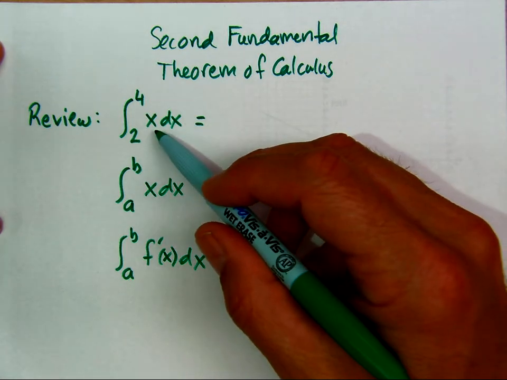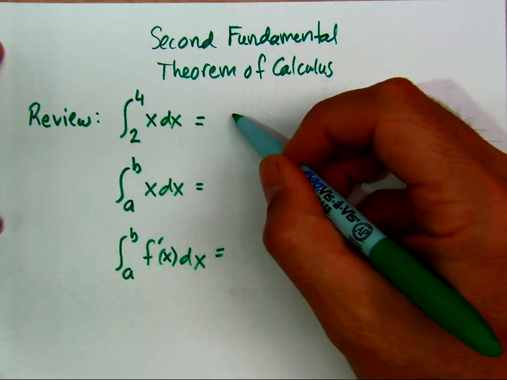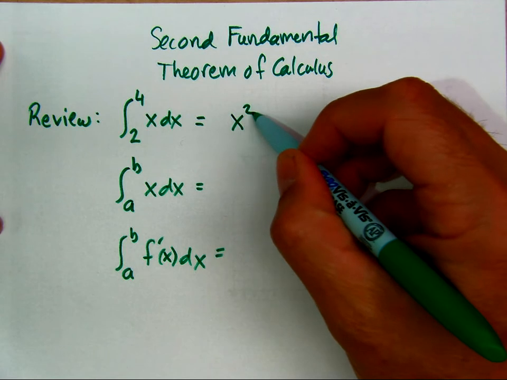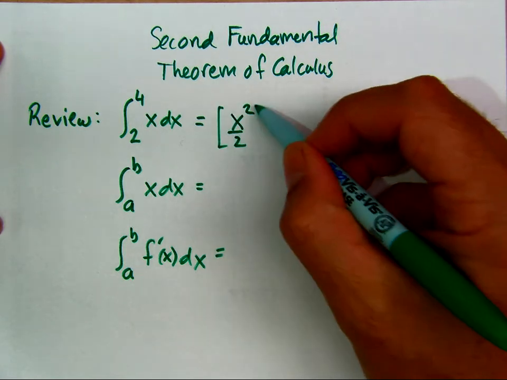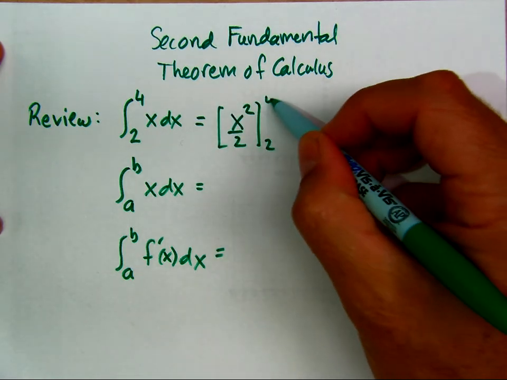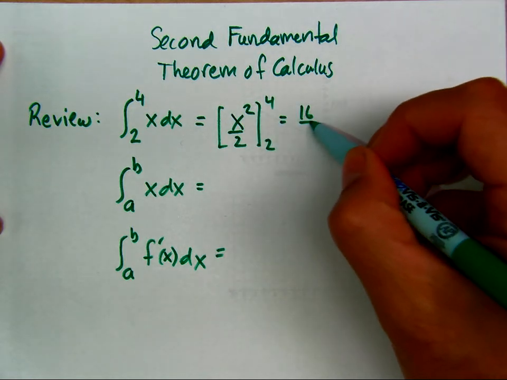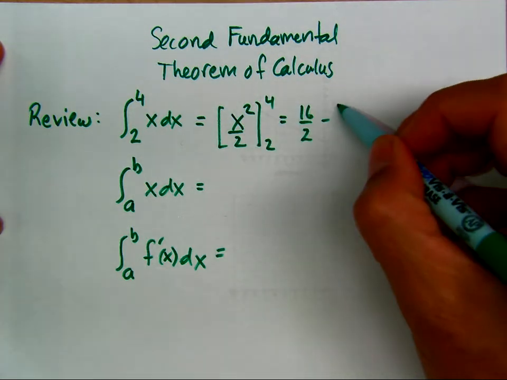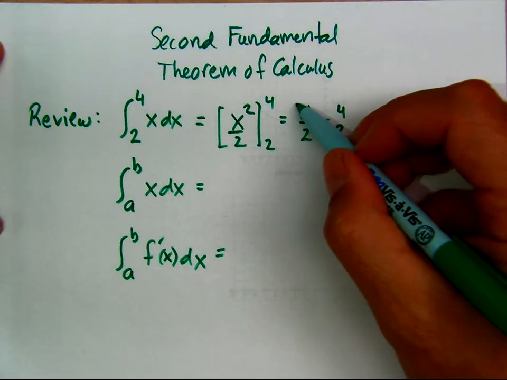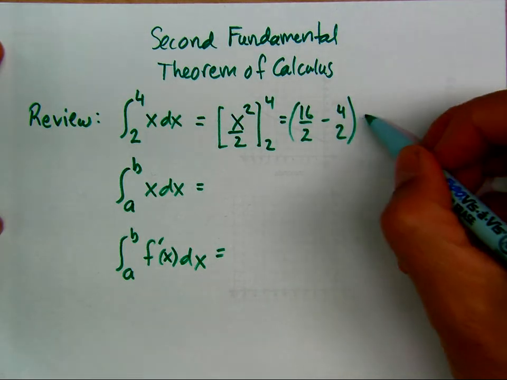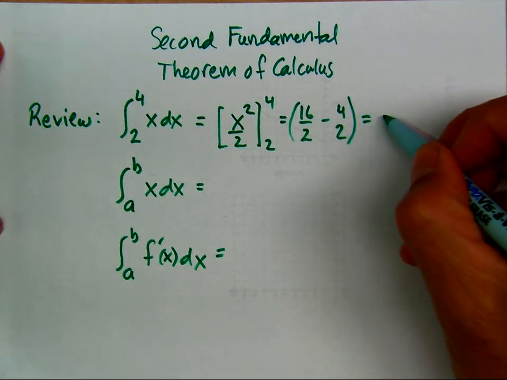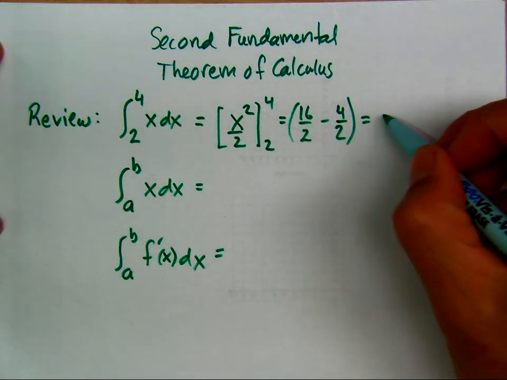So if we have this definite integral, we antidifferentiate and then evaluate from 2 to 4. So we have 4 squared and then 2 squared, and we end up with 6. 8 minus 2 is 6.